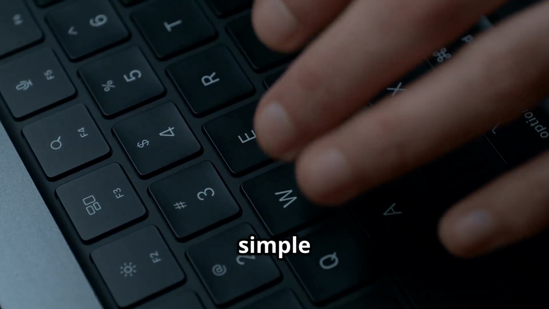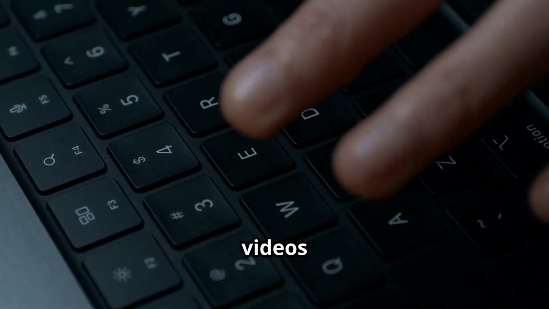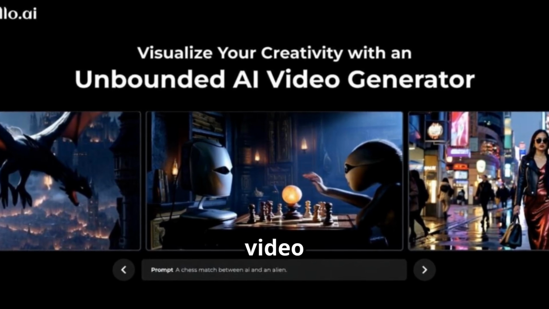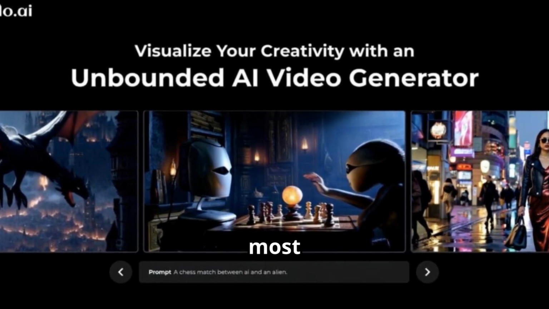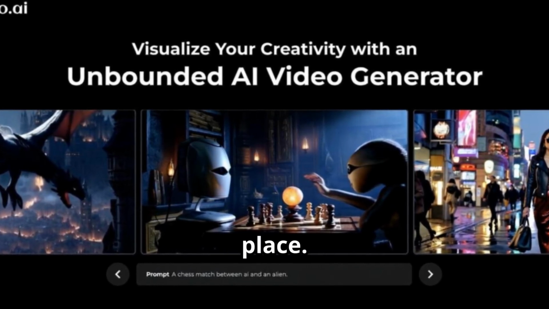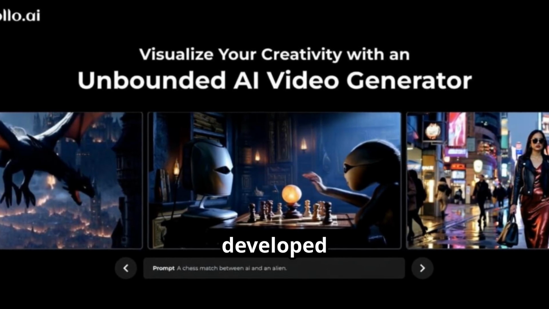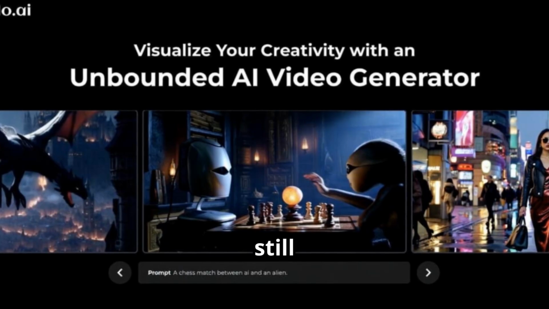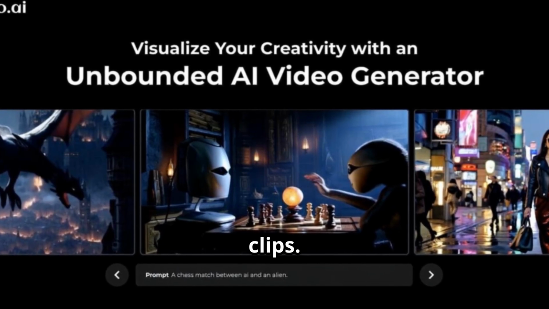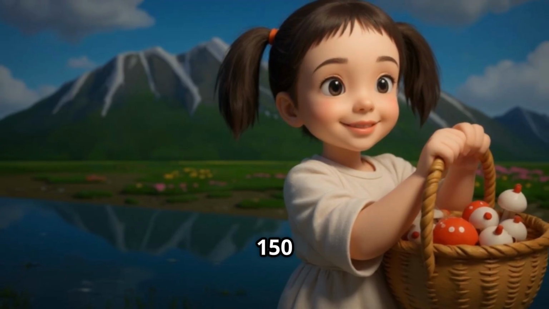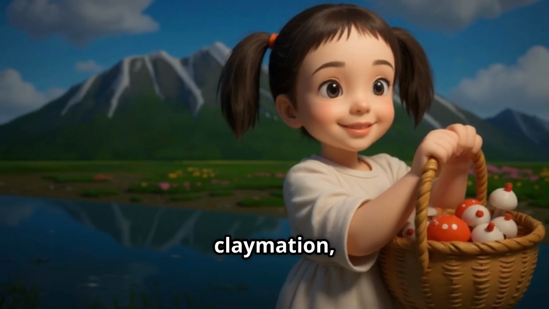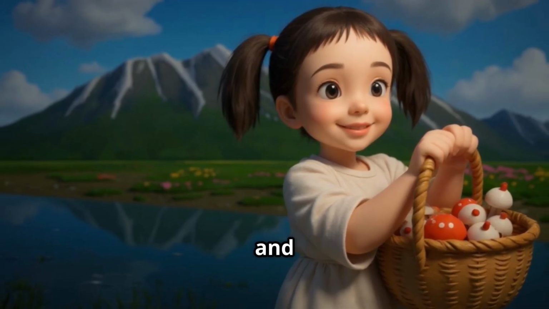What if you could turn simple text or images into stunning videos in minutes? Meet Pollo AI, the all-in-one AI video generator that gives you access to the most powerful AI models in one place. Pollo AI, developed by AI, lets you create videos from text prompts, still images, or even existing clips. It supports over 150 creative filters, from realistic styles to anime, claymation, Pixar-like animations, and more.